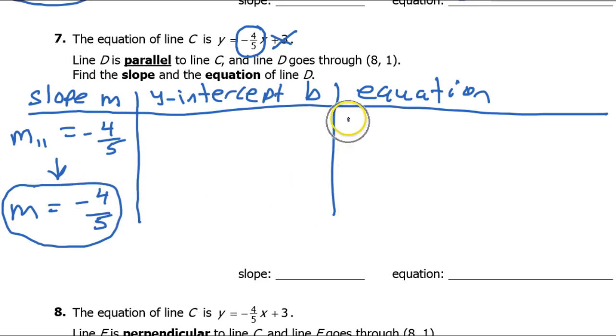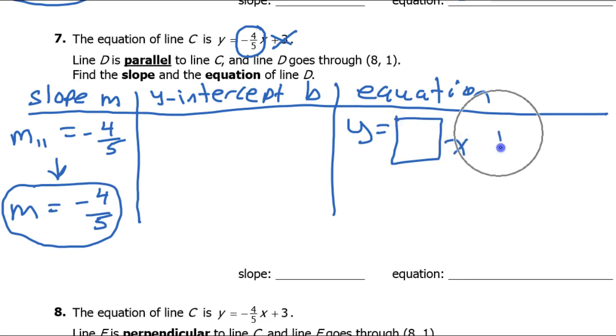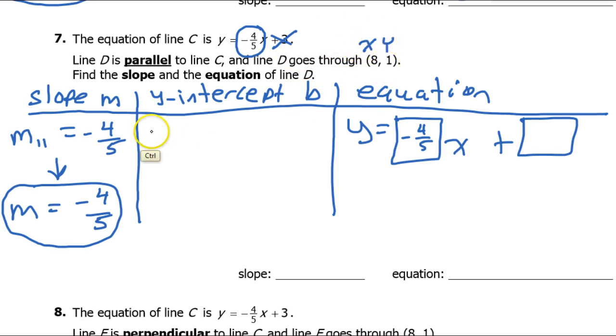Okay? So these equations are always in the form y is equal to something x plus something. So I just found the slope, negative 4 over 5. So like before, I just need to find the y-intercept. So once again, I'm using y equals mx plus b. Now the line passes through this point, so there's my x and y. So I've got 1 is equal to negative 4 over 5, because that's m, times x, which is 8, okay, plus b.